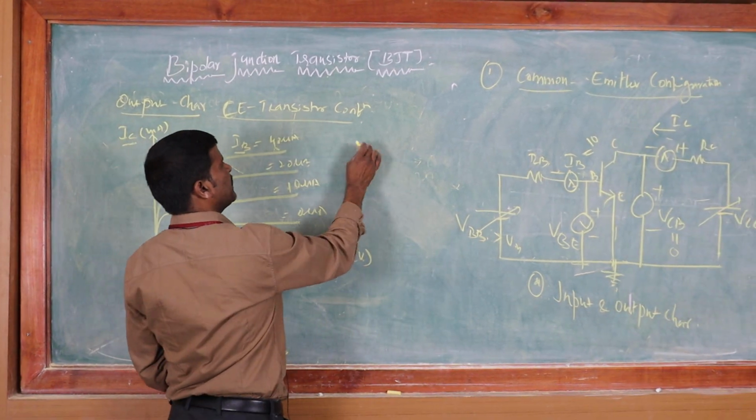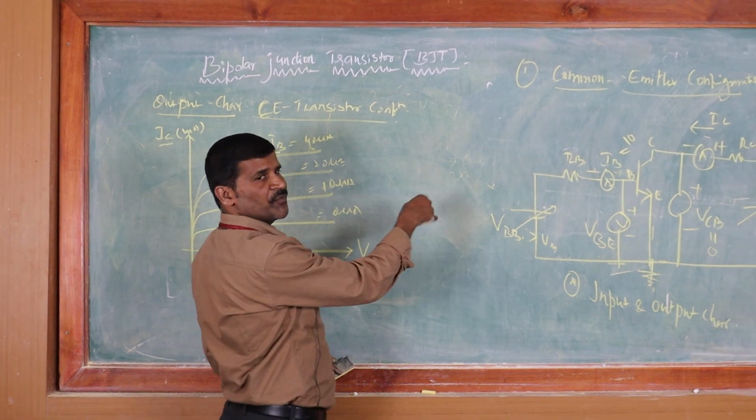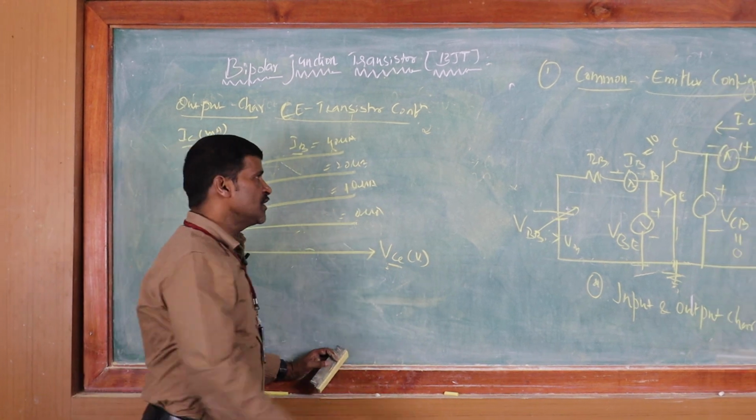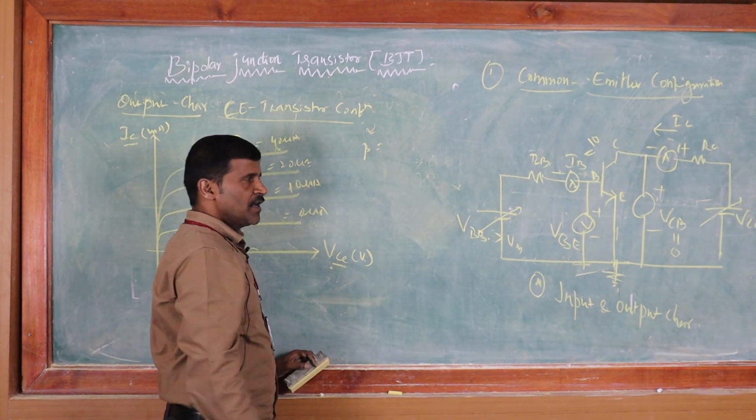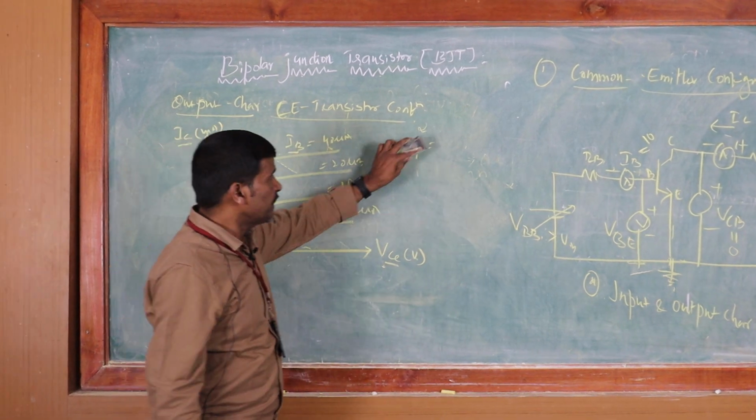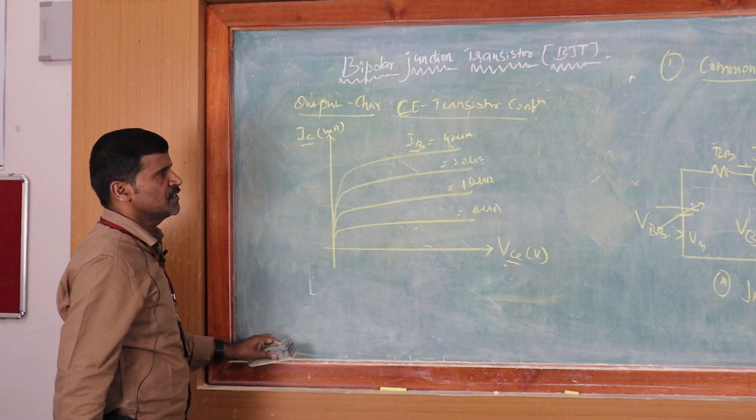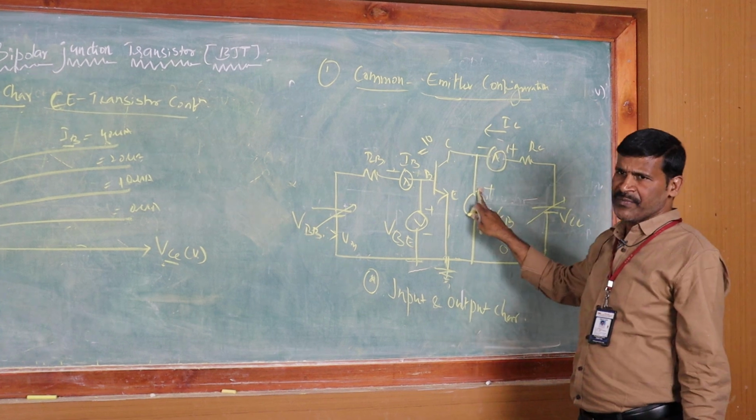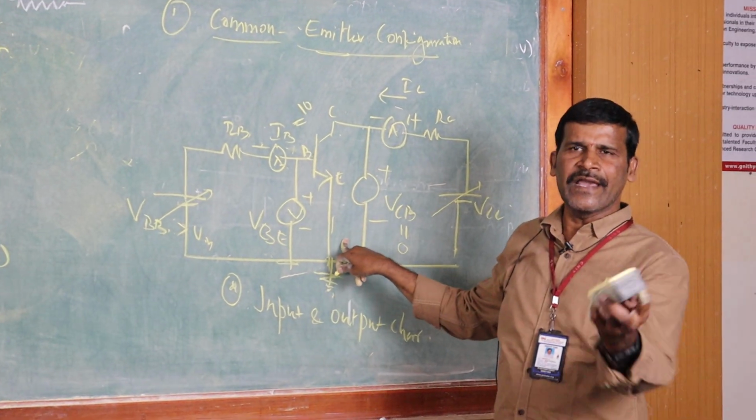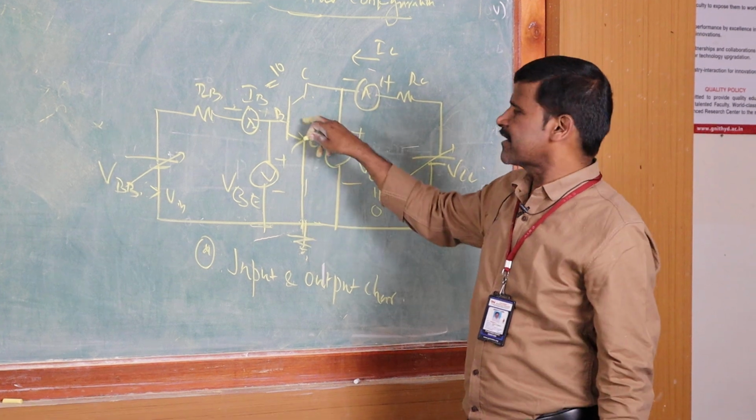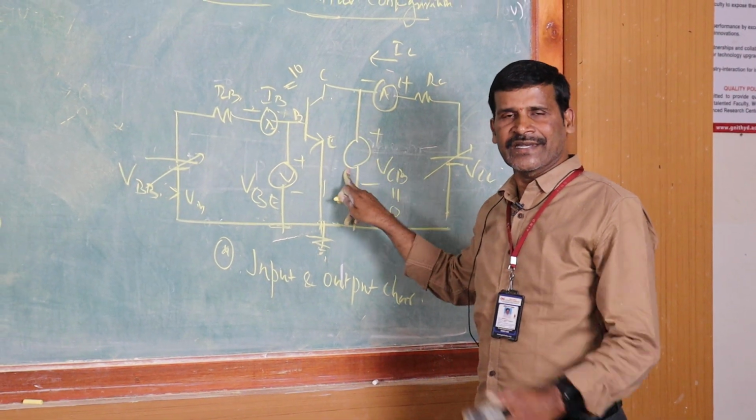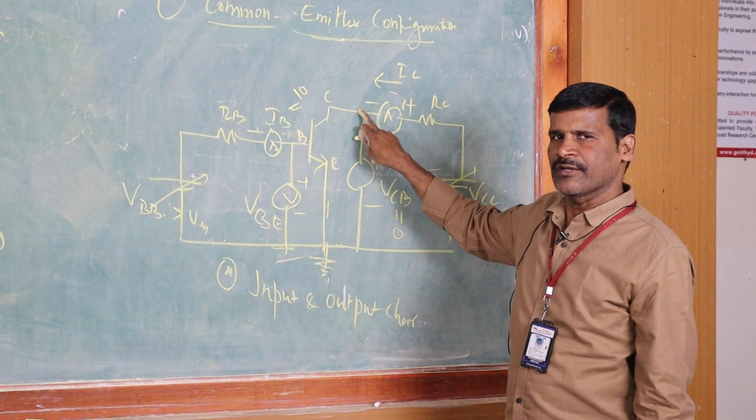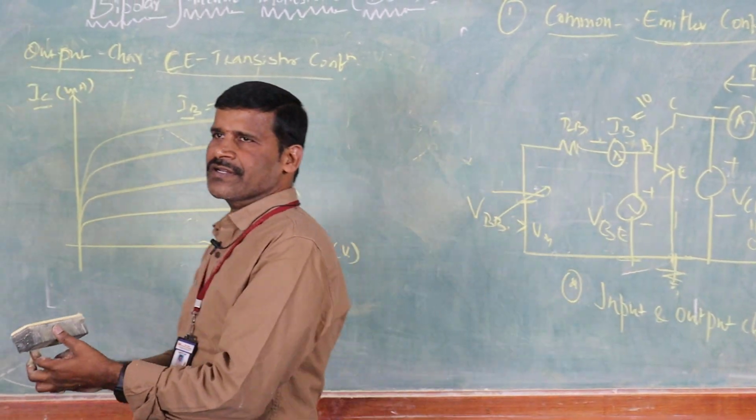For this you need to find the current gain parameters like alpha, beta and gamma. Alpha is used as the current gain parameter for common base configuration, beta for common emitter, and gamma for common collector. These are current amplification factors. So these are the output and input characteristics of common emitter. If it is a common base, the base terminal is grounded for input as well as output. If it is a common collector, the collector terminal is grounded for input as well as output. So we have three types of transistor configurations: common base, common emitter, common collector.